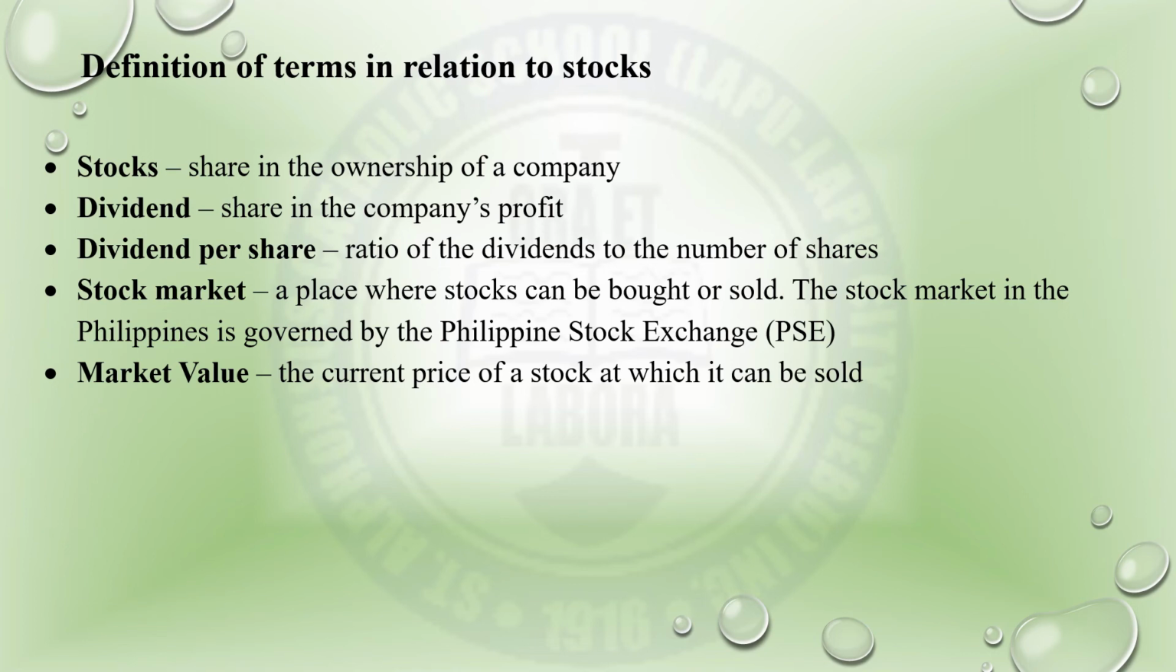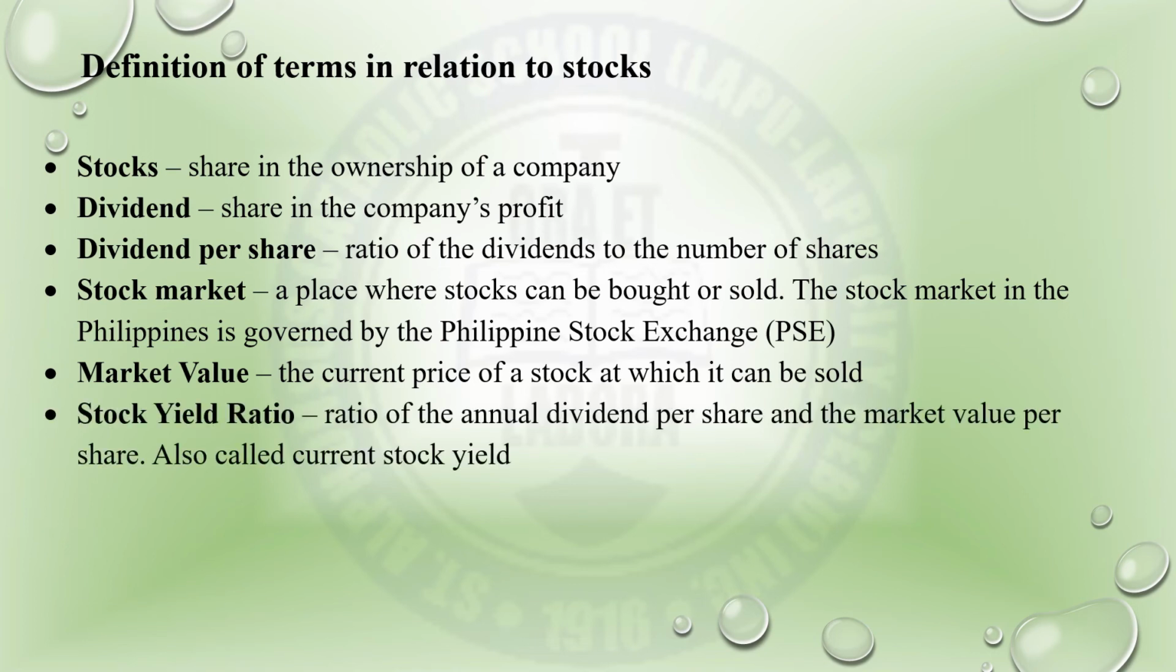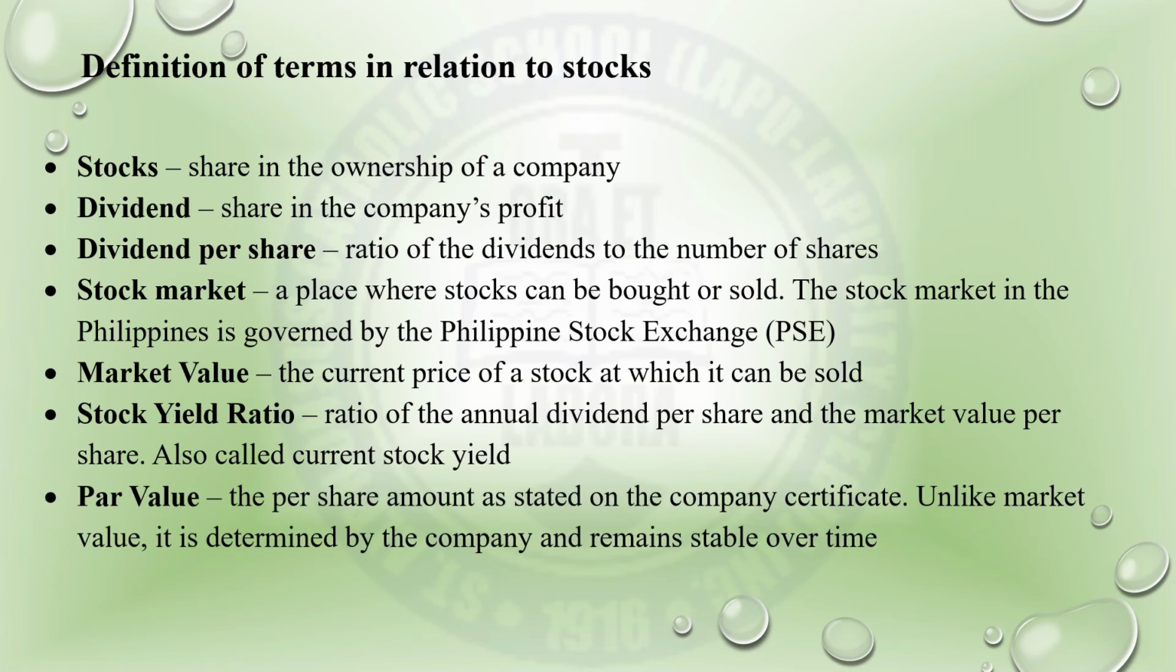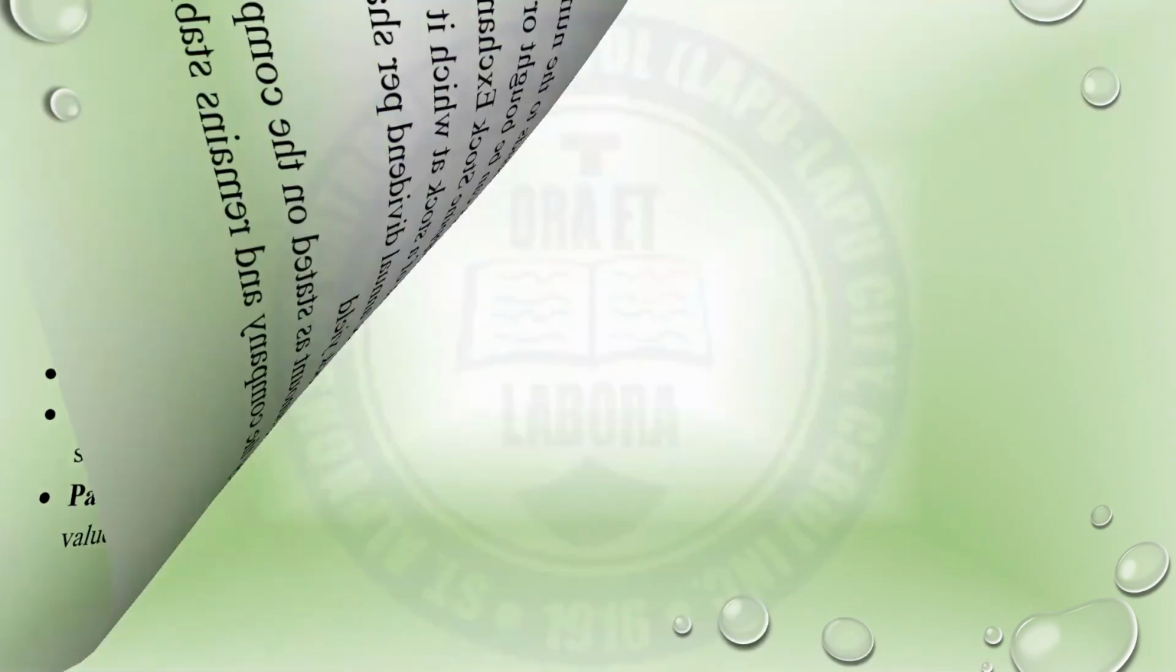Market value is the current price of a stock at which it can be sold. Stock yield ratio is a ratio of the annual dividend per share and the market value per share, also called current stock yield. For par value, this is the per share amount as stated on the company's certificate. Unlike market value, it is determined by the company and remains stable.